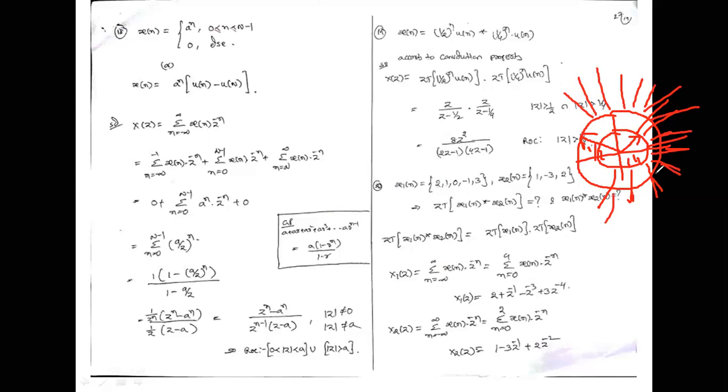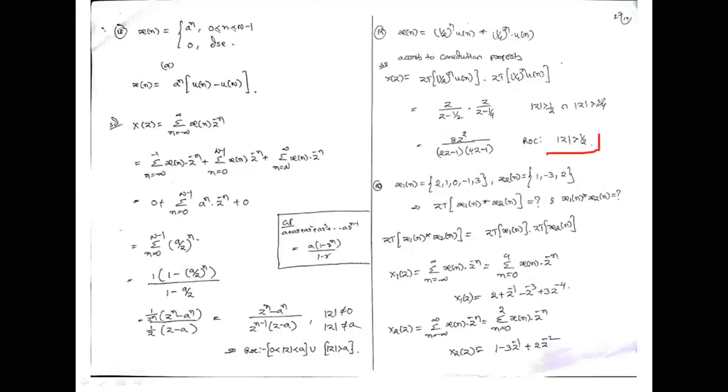So where does the overlapping occur here? For greater than 1 by 4, there is no overlapping here, and for greater than 1 by 2 there is overlapping. So take only z is greater than 1 by 2. The ROC is z is greater than 1 by 2. Got it, my students?